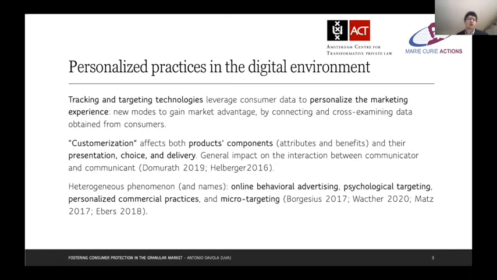Of course, I will refer to personalized commercial practices or targeted commercial practices and so on, but I'm perfectly aware that we are talking about a heterogeneous phenomenon that goes under different, slightly distinct names and labels. So literature has discussed online behavioral advertising, psychological targeting, micro-targeting. There are many names to define the phenomenon. I will just try to use personalized practices or targeted commercial practices.